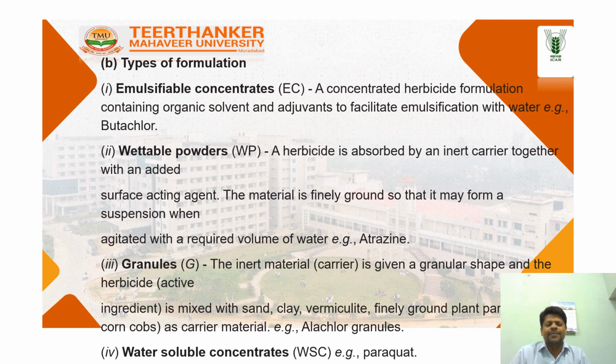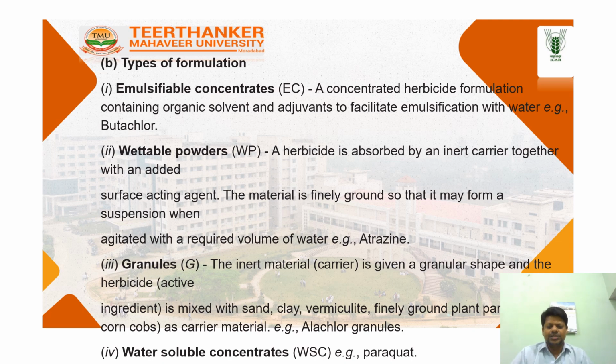Here we discuss the types of herbicide formulation. The first is emulsifiable concentrate (EC), a concentrated herbicide formulation containing organic solvent and adjuvants to facilitate emulsification with water. An example is butachlor. You can see on the butachlor bottle it is written EC. EC means emulsifiable concentrate.